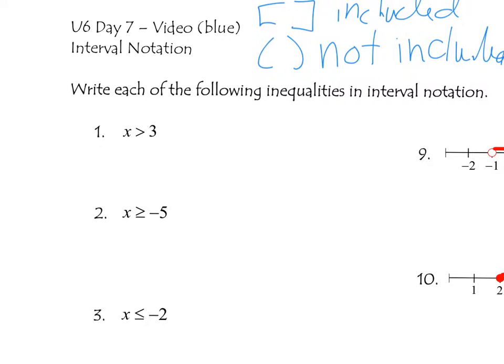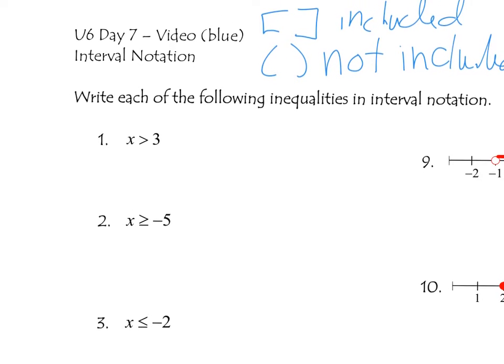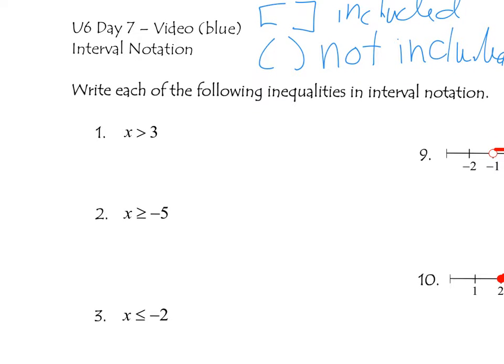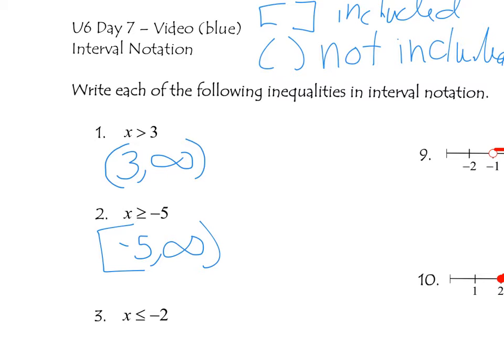We're saying all values of x that are greater than 3. So that means that 3 is the lowest value that I'm going to use. And it's going to go all the way up until infinity. Now, infinity is not a number. It's just a concept, so it gets a soft bracket. And 3 is not included because there's no line underneath it, so it's not included. Where in number 2, we have that harsh line underneath the greater than. So we're going from -5 until infinity, and it is included.